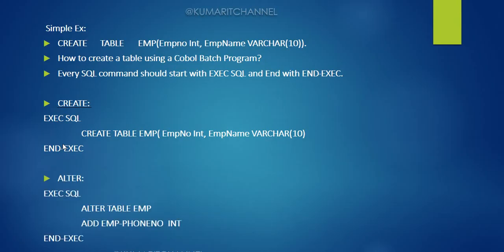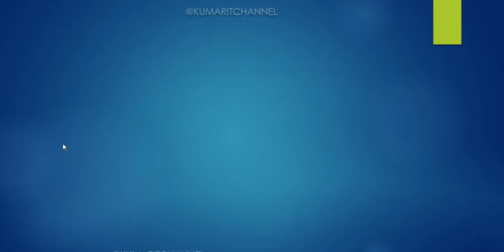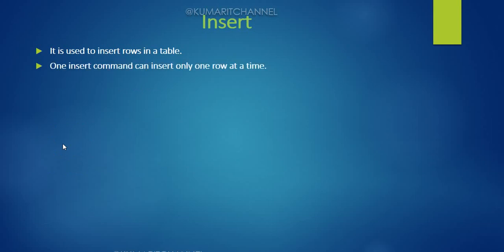And similarly for an ALTER, you can write this query. And let's see how you write the statement for the DROP. So this is how we write, and now let's apply the DML commands. Okay, let's see how you insert, update, delete and select. So let's look at the insert. It is used to insert rows into the table. One insert command can insert only one row at a time, right? For multiple, we'll be using a PERFORM in the Cobol.